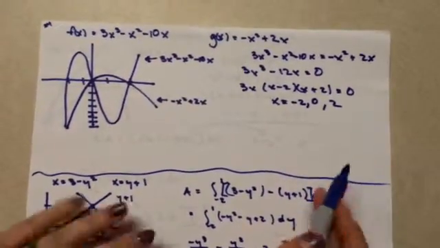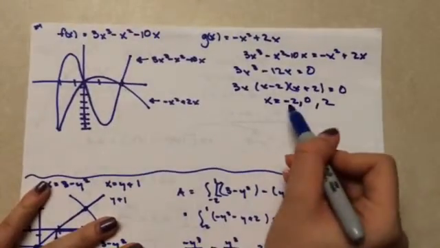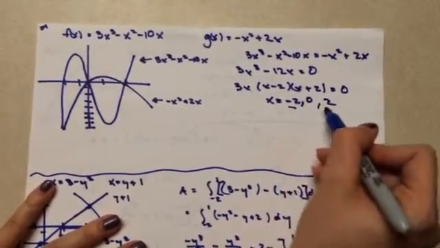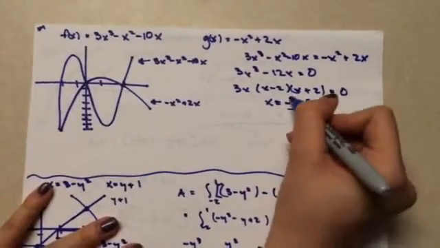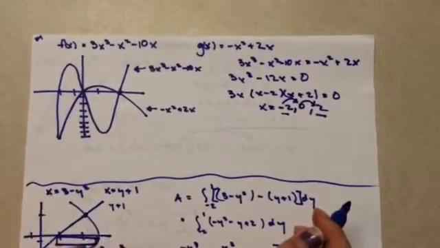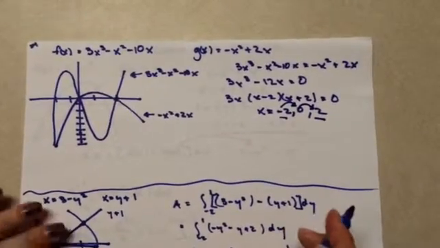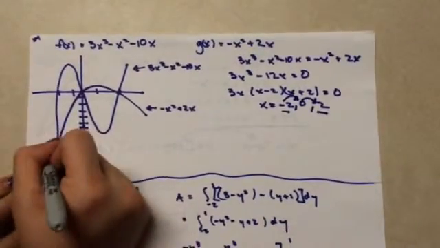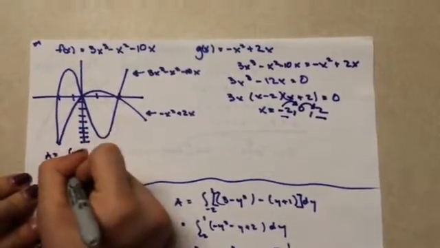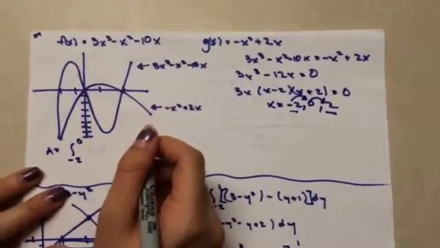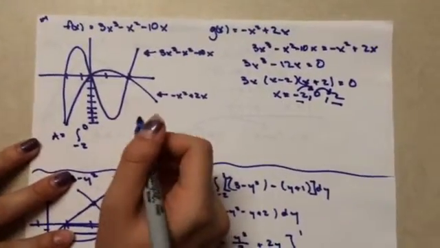So when we have 3 intersection points, we can't just have one integral. We can't go from -2 straight to 2. We have to go from -2 to 0, and then from 0 to 2. Otherwise, we're going to get a wrong answer. So first, we're going to start out from a equals -2 to 0 of f of x minus g of x.